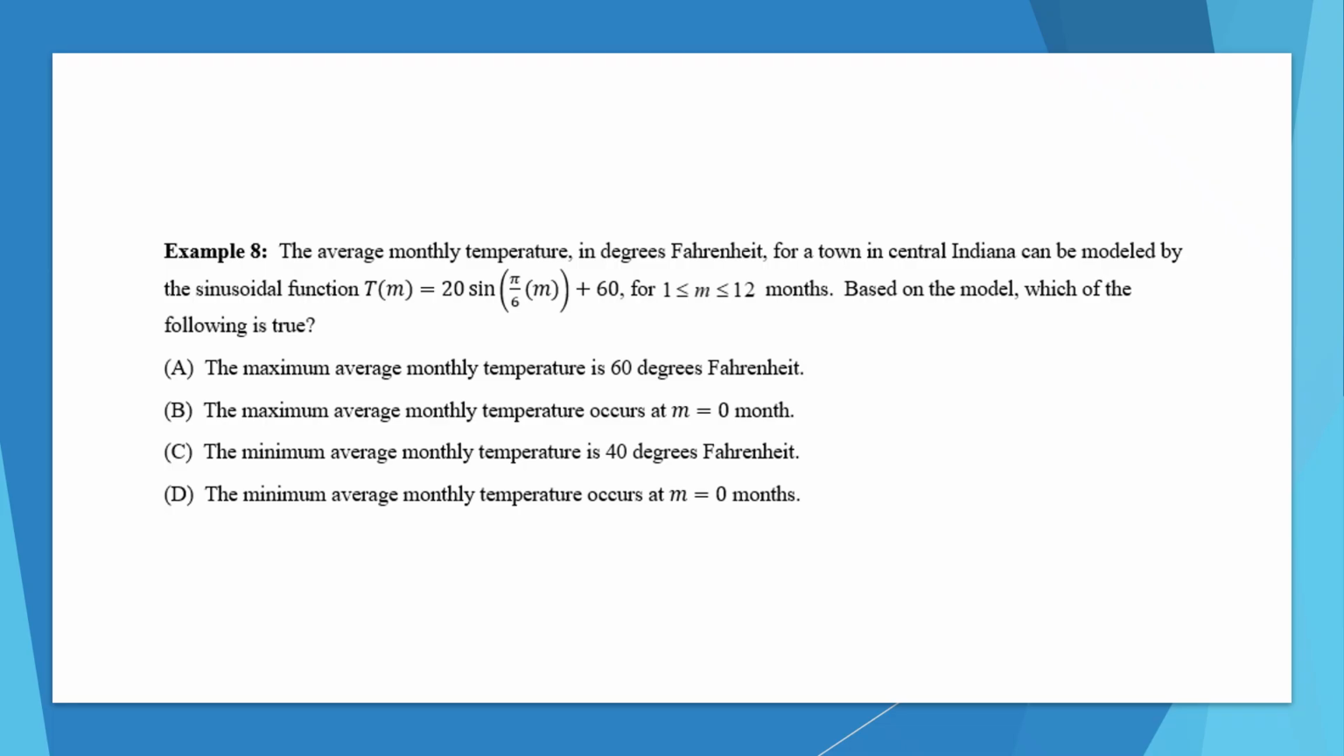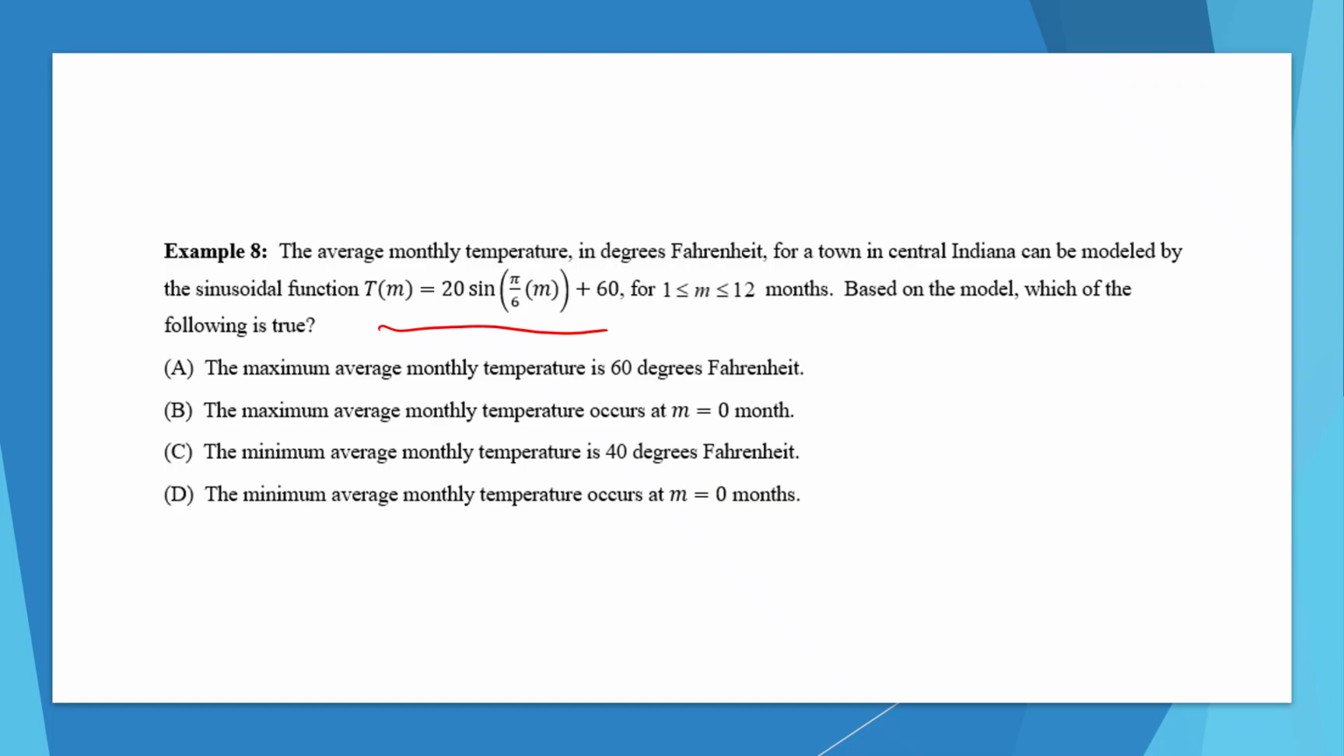Here we have the average monthly temperature in degrees Fahrenheit for a town in Indiana can be modeled by the sinusoidal function from 1 to 12 months. Based on the model, which of the following is true? So taking a look, let's work through our answer choices and eliminate the ones that we know are wrong. The maximum average monthly temperature is 60 degrees Fahrenheit.